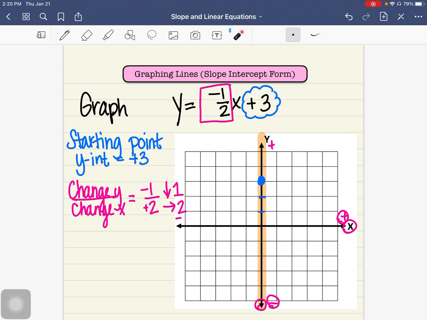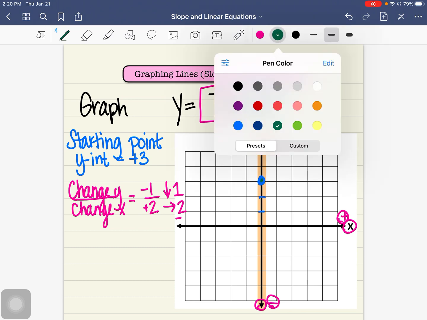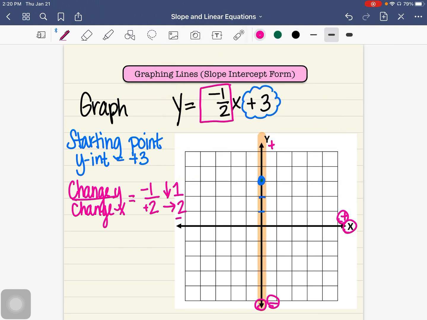So I'm going to go to my starting point, and I'm going to pick up a different color this time. I'm going to start here. Maybe I'll stay with pink. I'm going to move down 1, and I'm going to go to the right 2, and that's where I end up. And I'm going to follow that pattern: down 1, to the right 2, and that's my point. And then I'm going to connect them all with a line, as best I can. And that is the line for y equals -1/2 x plus 3.